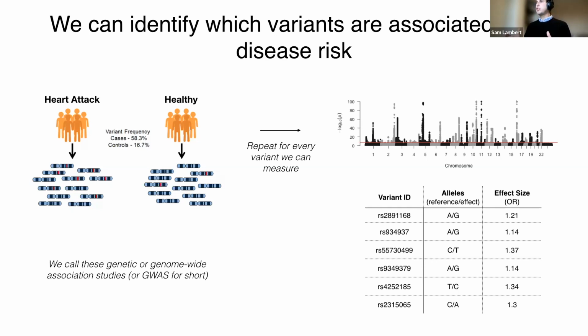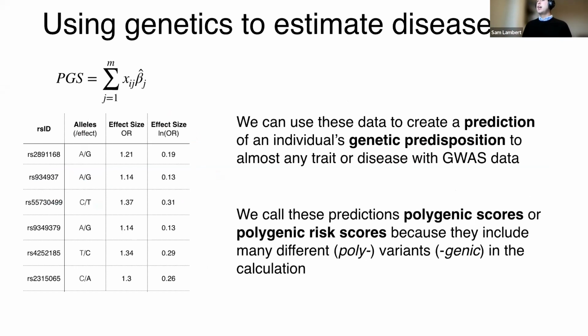So that's how we can measure which variants are associated with disease risk, but then we can use that information and summarize it to get an estimate of disease risk, because that's about the variants, but now we can, for a single person, get a measure of their genetic predisposition to almost any trait or disease that has these GWAS, these genetic association data.